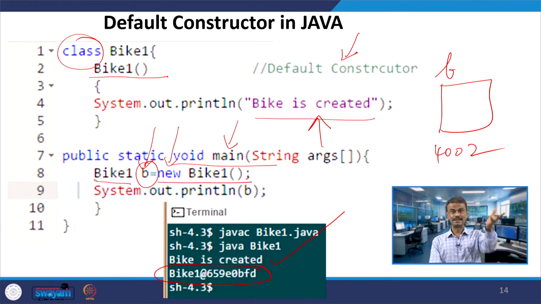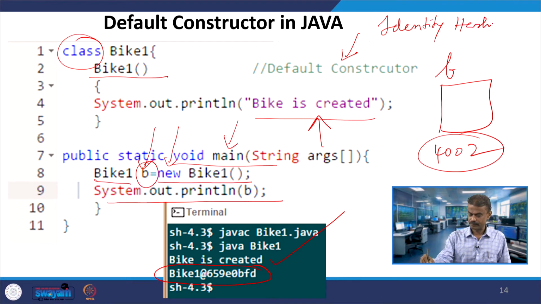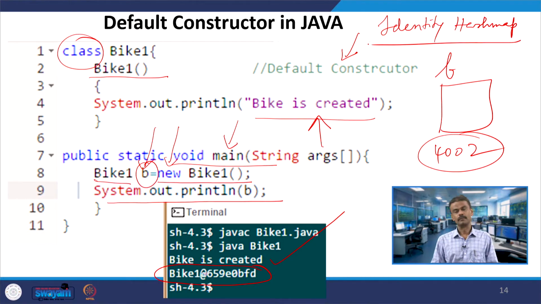And the next one you call the identity hash code. You call this the address in C++, and in Java you call this the identity hash code. So, when you are trying to print b, the object, the location is printed, alright. In Java that identity hash code will be printed. In other words, it is the address location.